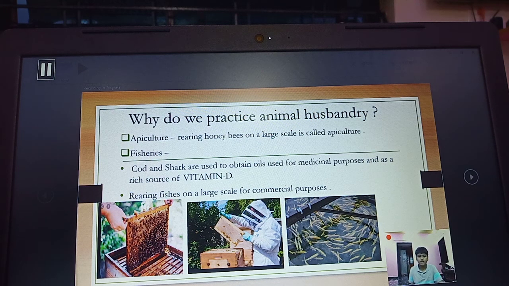Now you are seeing a person removing bees from their home, or the rack where they have bred and left the honey, and you see a pond where they have reared fishes for commercial purposes.